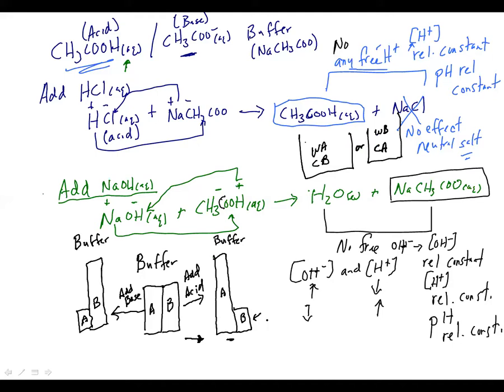Same thing if you did the other thing. If you added base to the buffer, it would chew up the acid part of the buffer. And at some point, it would not be able to behave like a buffer. That is what is sometimes referred to as buffer capacity. There is a limit to how good a buffer will work. Things like concentration are really important for it as well.